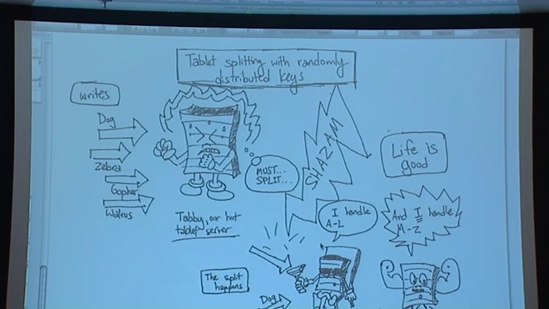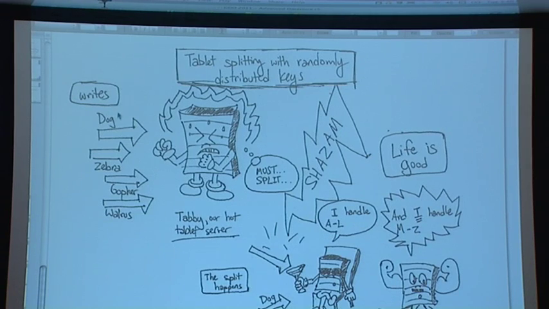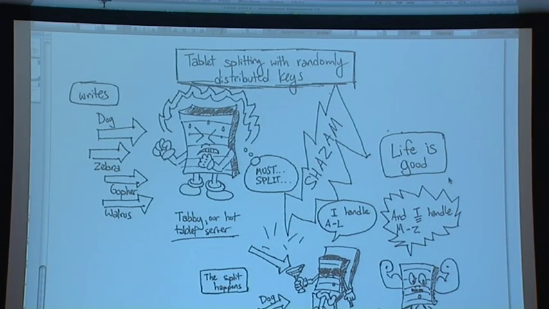Here is a picture on the left-hand side of a tablet, and he has writes coming in, and the names are keys. Dog, zebra, gopher, walrus, and he's starting to get hot, and he's like, I got to split. And so, Shazam, he splits up, and because the keys are distributed, this tablet can take some, and this other tablet can take some. So the load is distributed evenly.